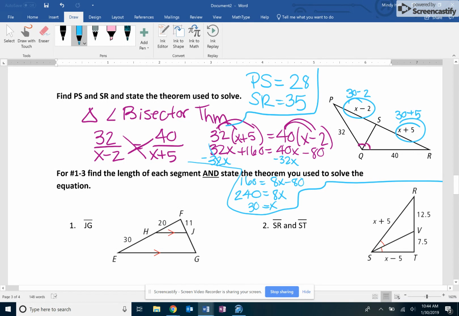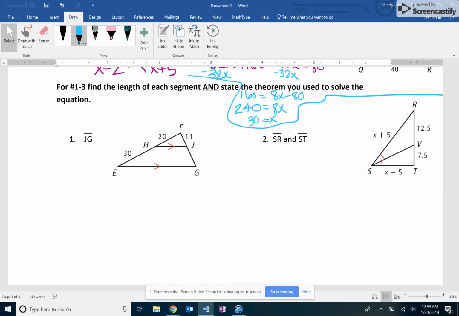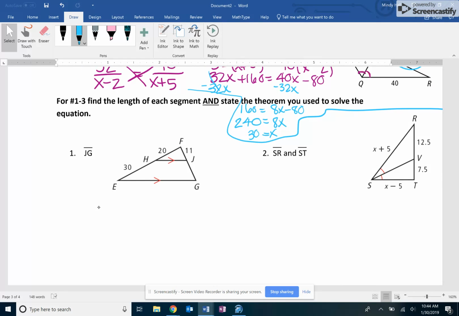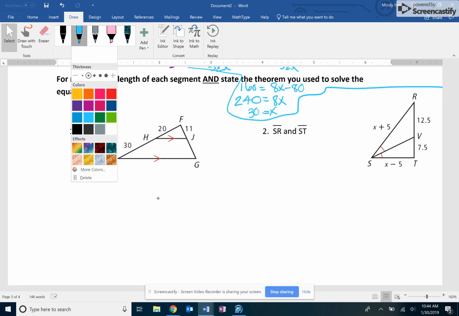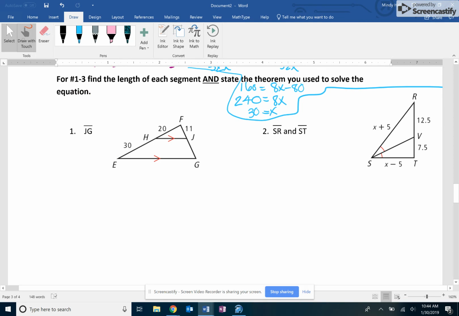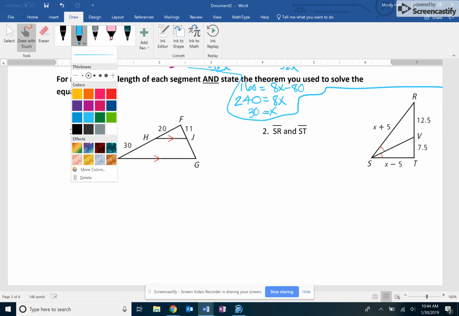So you notice with this problem, it is the triangle angle bisector theorem. And when you set up the proportion, you get a value for x, and then you just have to plug it back in once you get to the bottom. So for these last 3 questions that we have on here, we have to find the length of this segment and the theorem we use to solve it. So this is where we're going to practice getting comfortable with recognizing which ones it's probably going to be.